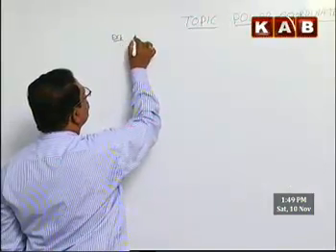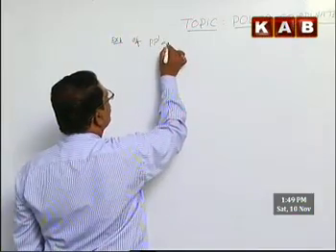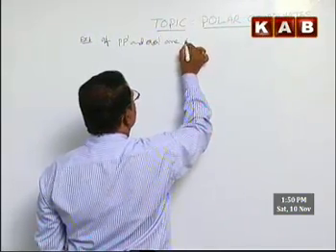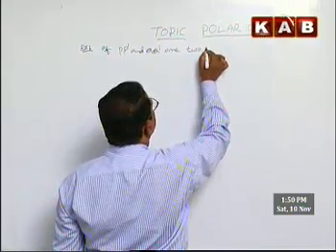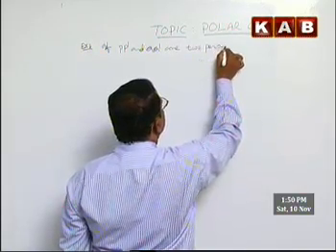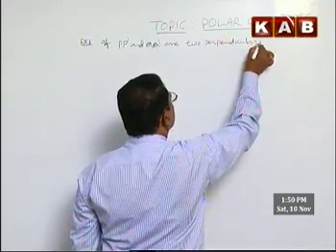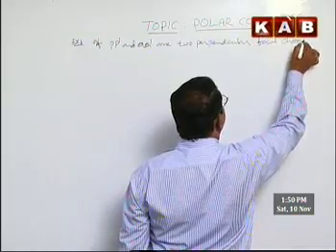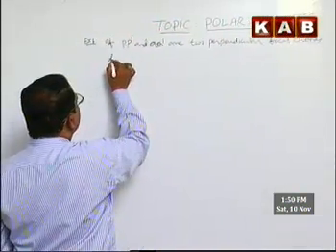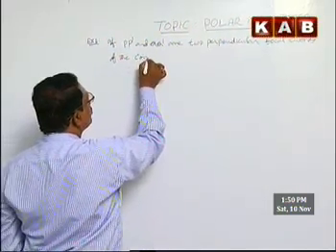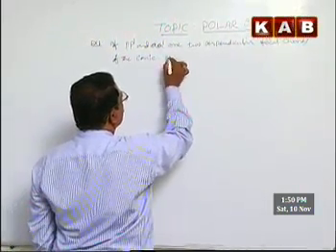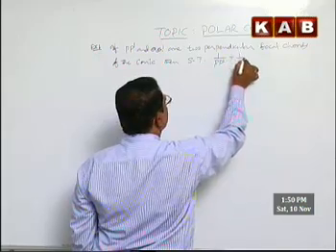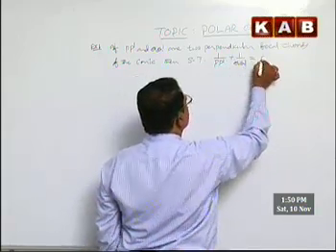Example, if PP dash and QQ dash are two perpendicular focal chords of the conic, then show that 1 by PP dash plus 1 by QQ dash equals to constant.